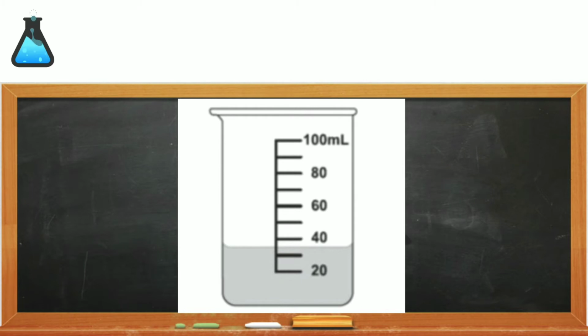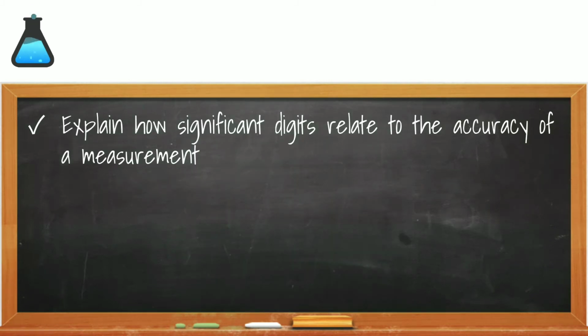And finally, make sure that you understand the value of each of the divisions on this beaker and record the measurement of liquid in this beaker on Google Classroom. So by now, you should be able to explain how significant digits relate to the accuracy of a measurement, or how different instruments with different numbers of divisions should always give slightly different measurements.